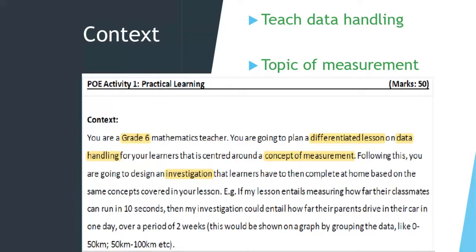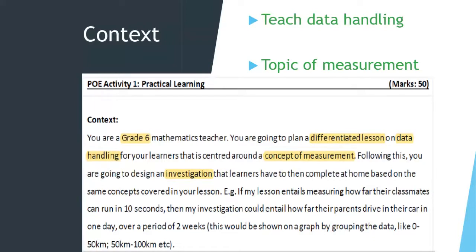For example, if my lesson entails measuring how far their classmates can run in 10 seconds, then my investigation could entail how far their parents drive in their car in one day over a period of 2 weeks. This would be shown on a graph by grouping the data like 0 to 50 kilometers, 50 to 100, etc. So what is important here is firstly that you are going to teach data handling. So that is the content that you are going to teach.